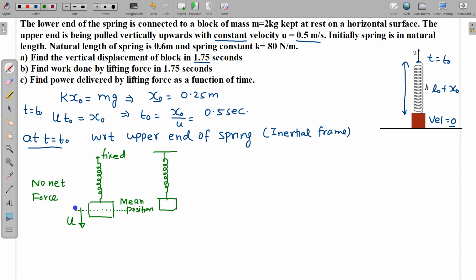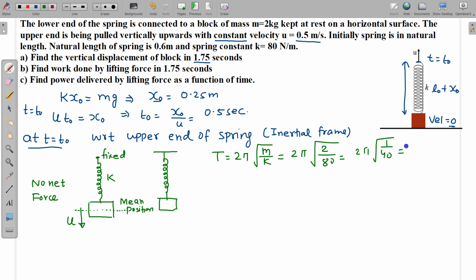So it is going to perform simple harmonic motion, and we can directly write the time period of this kind of motion. The time period of this simple harmonic motion is simply 2 pi under root m by k. If we calculate the value of this time period, it is 2 pi under root of m by k. What is the value of mass? Mass is 2 kg. What is k? k is 80. So it is 2 pi under root 1 by 40.